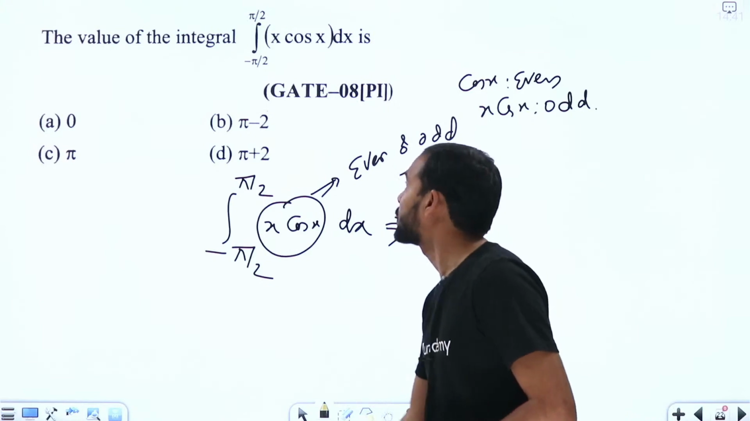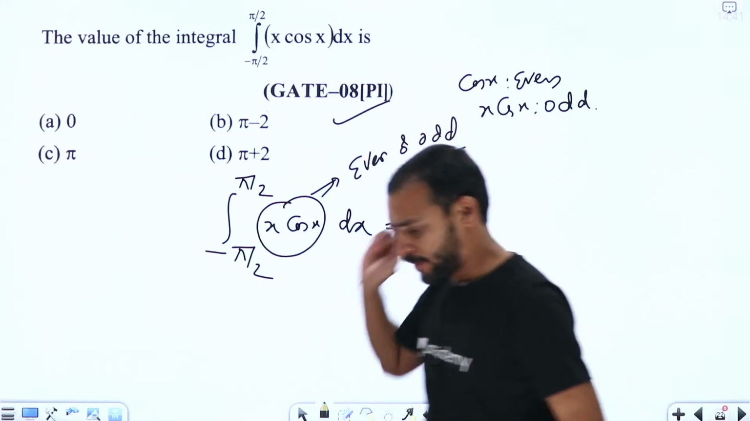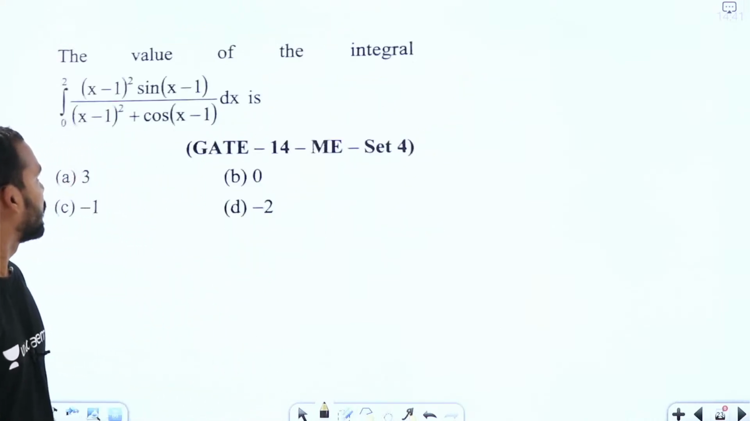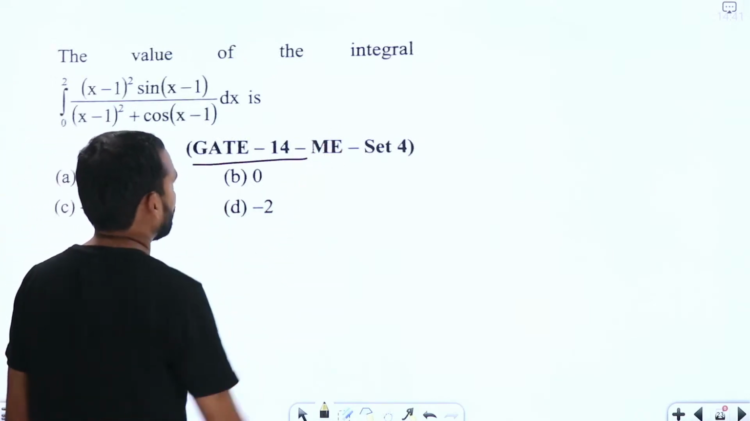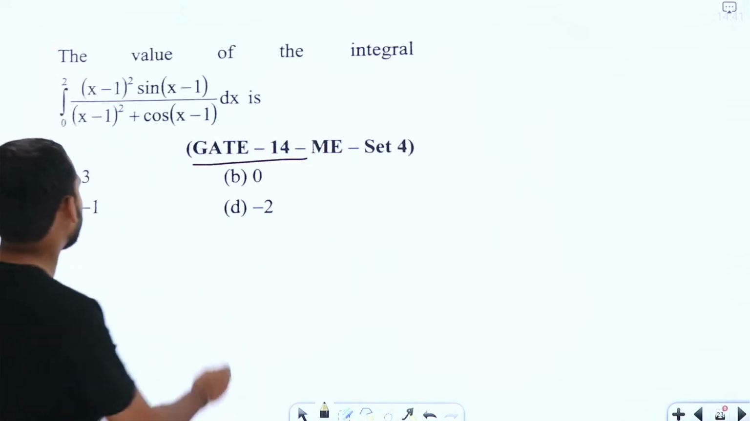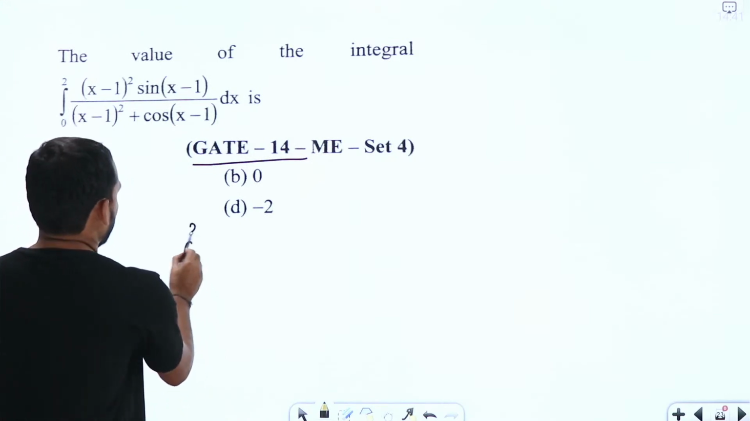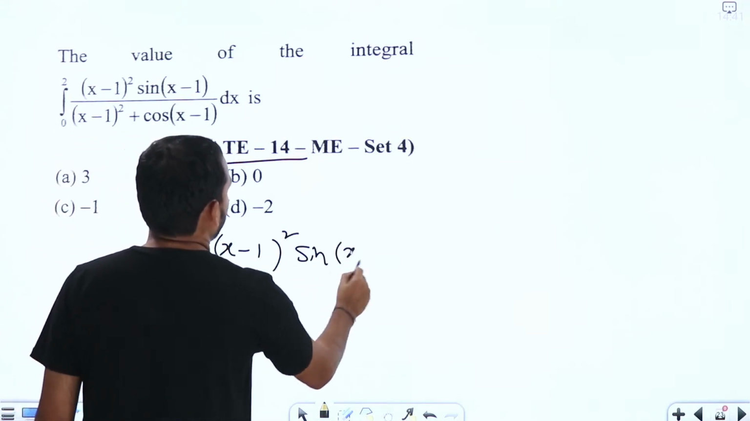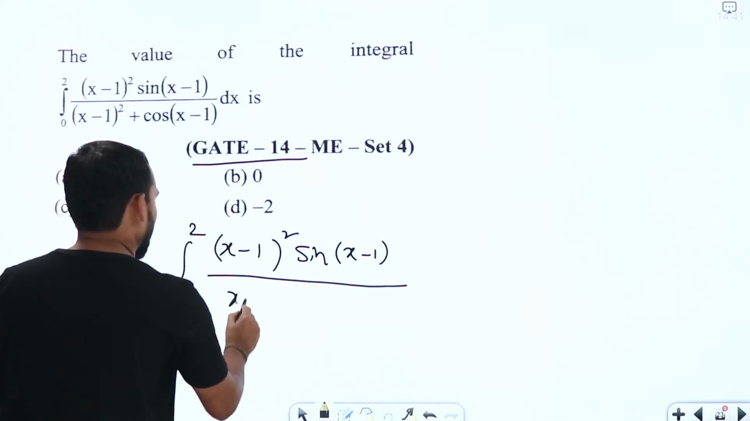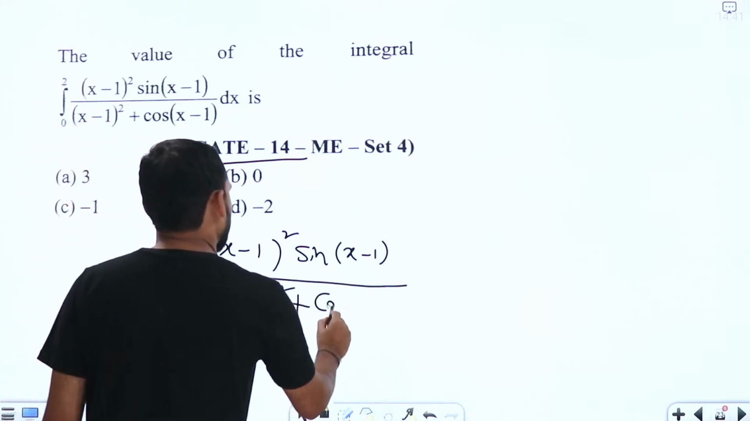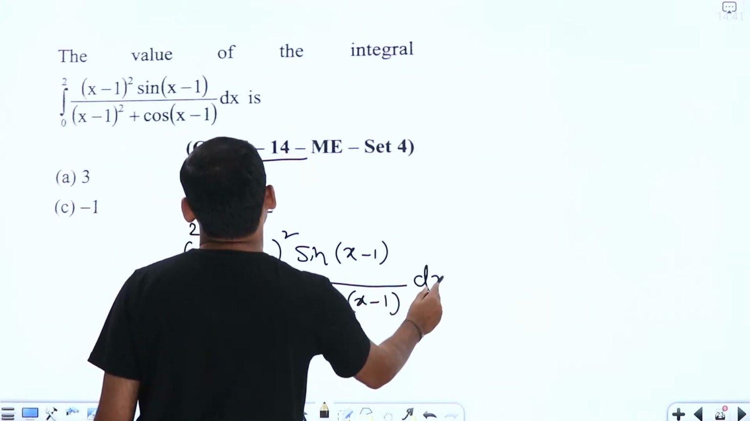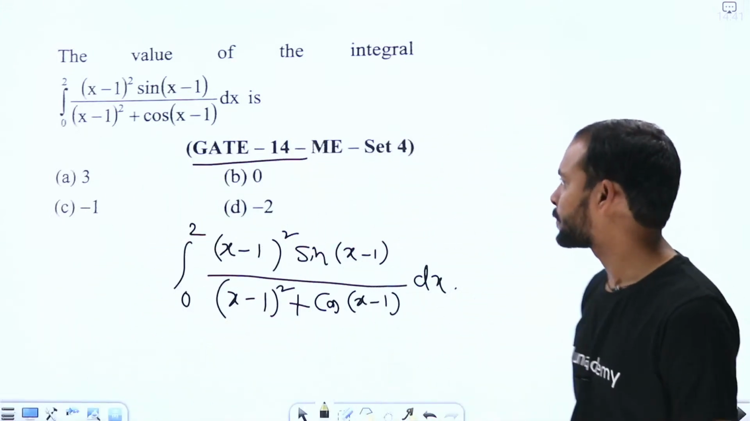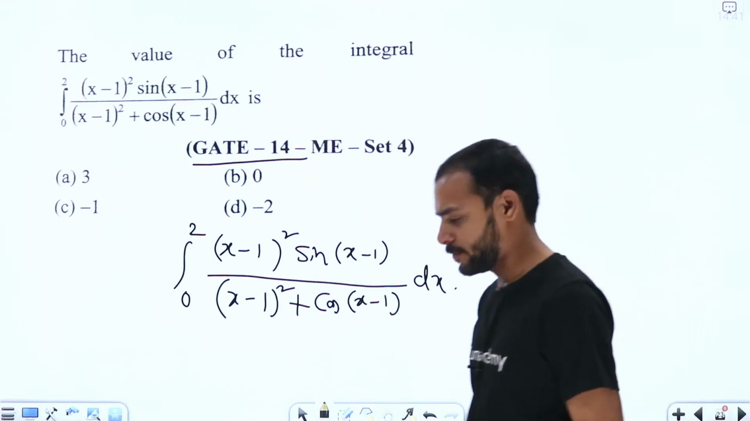Yeah, this question was given in GATE 2008 for production and instrumentation engineering. Try to solve this question also. This is also an old GATE question, a previous year question. So what is given here? The integral from 0 to 2 of (x minus 1) whole squared into sin(x minus 1), divided by (x minus 1) whole squared plus cos(x minus 1), dx, right? This is the given question. Now how to solve this one?